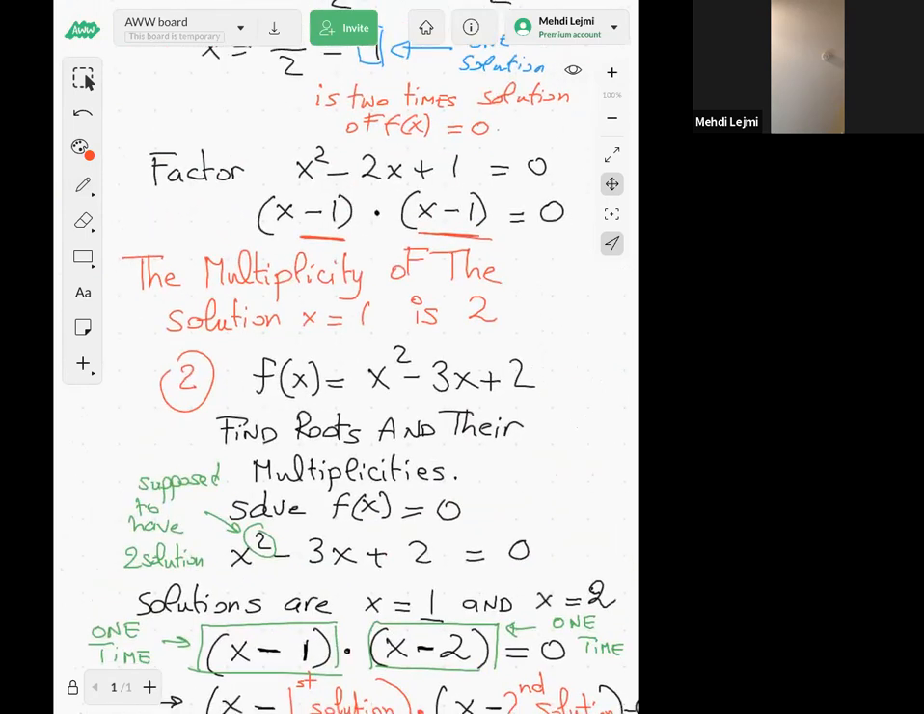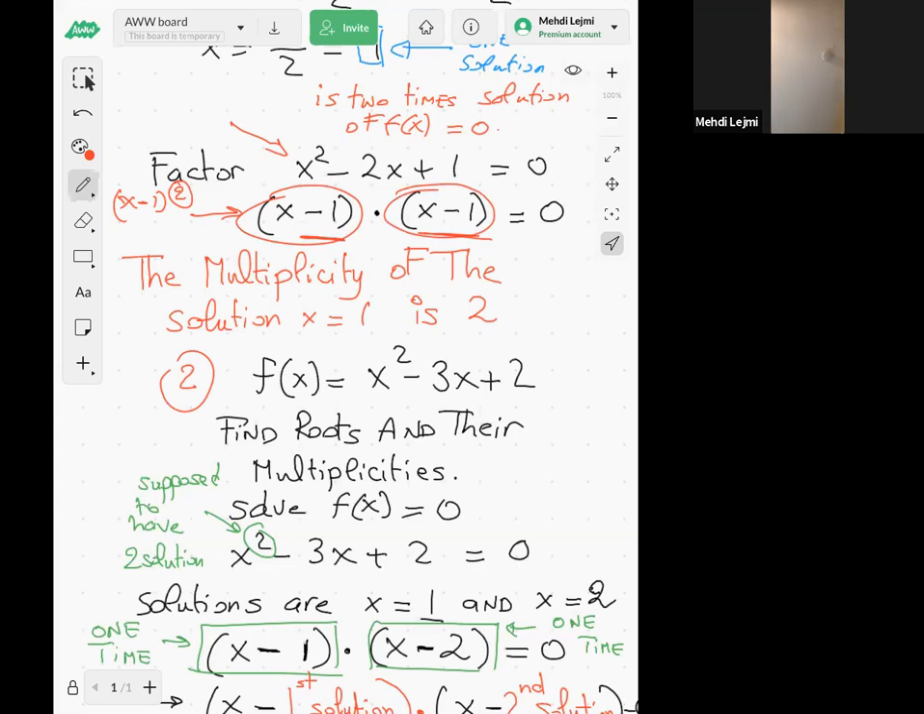Like here, my first example was this one with the x squared minus 2x plus 1. And we said if you factor, you're going to have x minus 1 times x minus 1, right? So that's like x minus 1 squared. So x equal to 1 here is of multiplicity 2 because it's a solution 2 times. So this multiplicity is just the power of your x minus the solution.